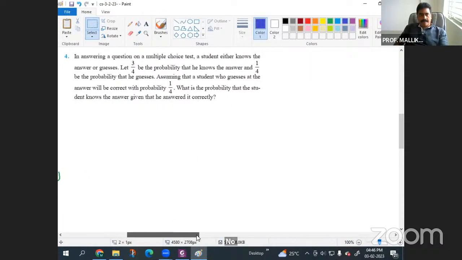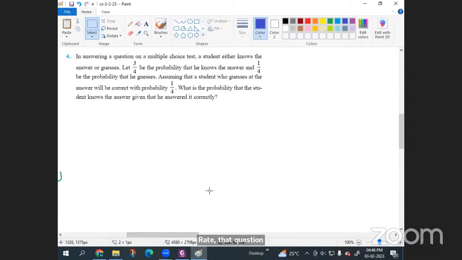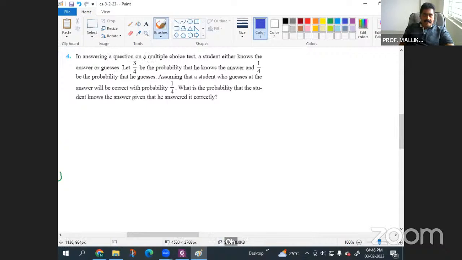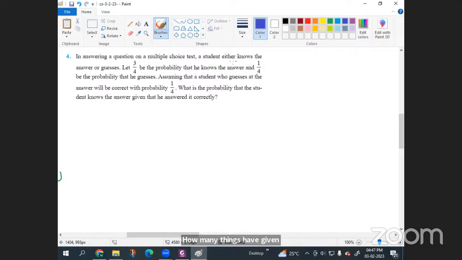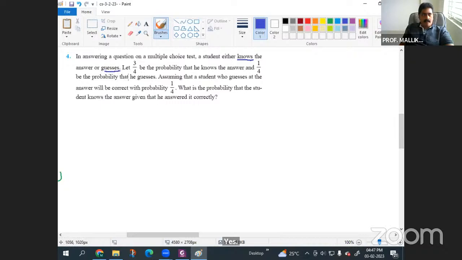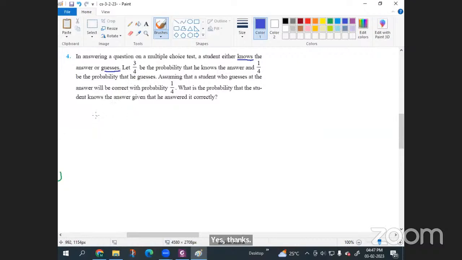Now, read the question. In answering a question on a multiple choice test, a student either knows the answer or guesses. Let 3 by 4 be the probability that he knows the answer. So in answering a multiple choice question, the student either knows the answer or guesses the answer. How many things are given? Two things: knows the answer or guesses the answer. Right?